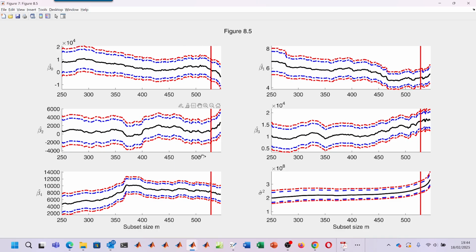Also here we have the vertical line. The vertical line refers to the point in which the outliers start to enter, and also in this case you can see the effect mainly on beta 2. The outliers are increasing the estimate of beta 2.